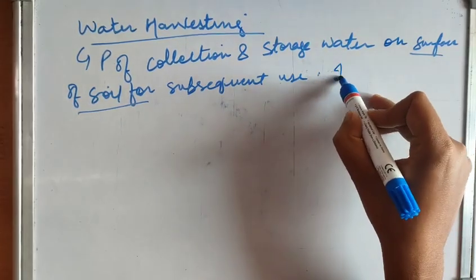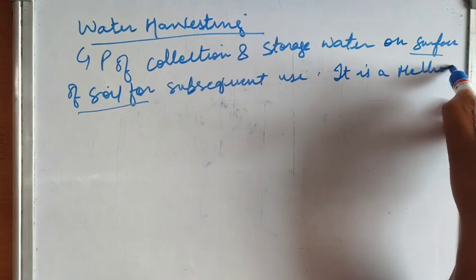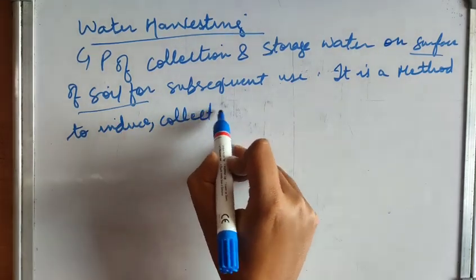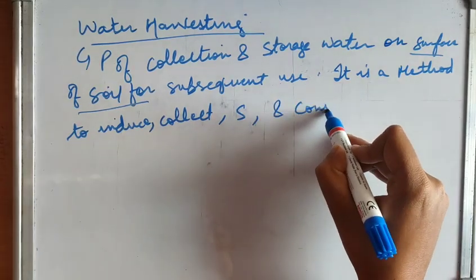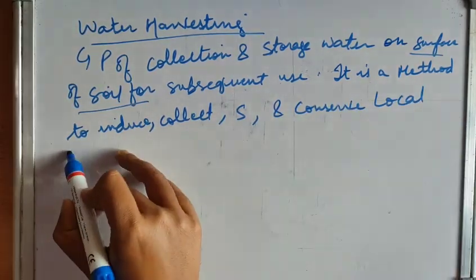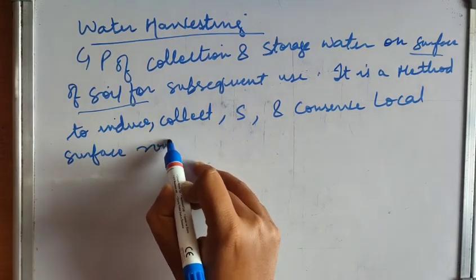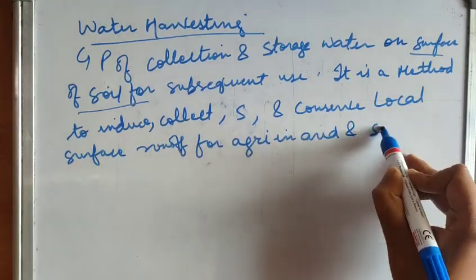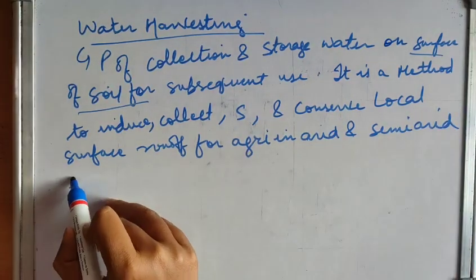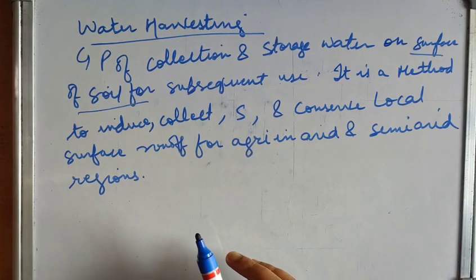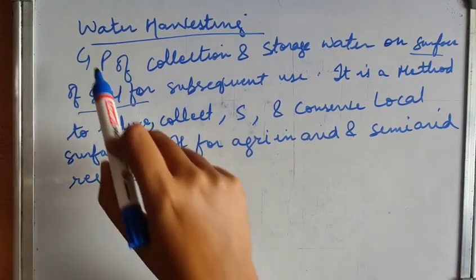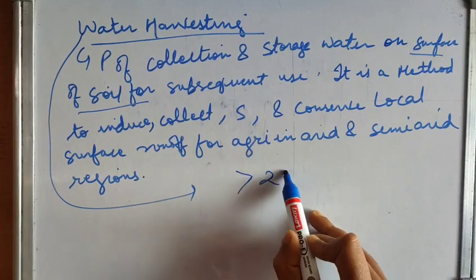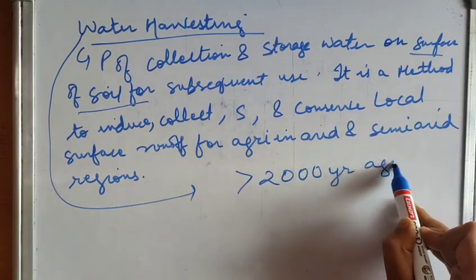It is a method to induce, collect, store, and conserve local surface runoff for agriculture in arid and semi-arid regions. It was developed about 2000 years ago. This practice of water harvesting has been done by early humans for more than 2000 years.